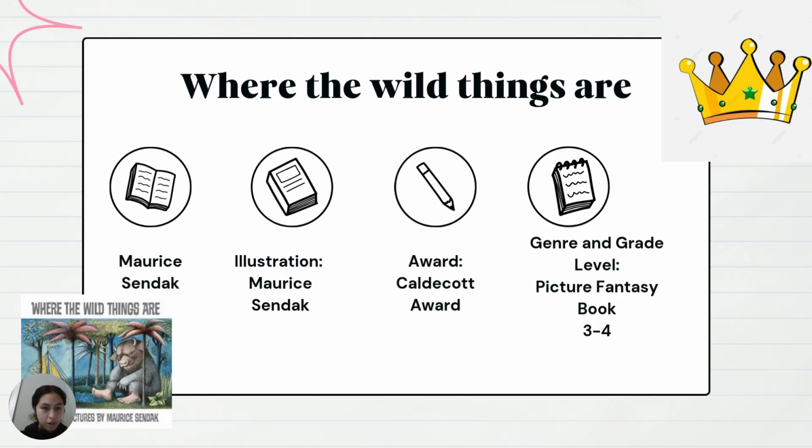The next book I have chosen is Where the Wild Things Are. The author is Maurice Sendak, and he is also the illustrator. This is a Caldecott Award book. The genre is picture fantasy, and the grade level is 3rd to 4th grade.